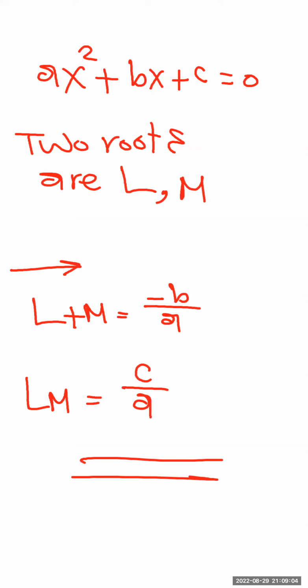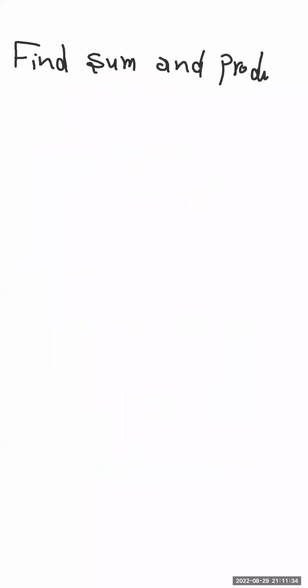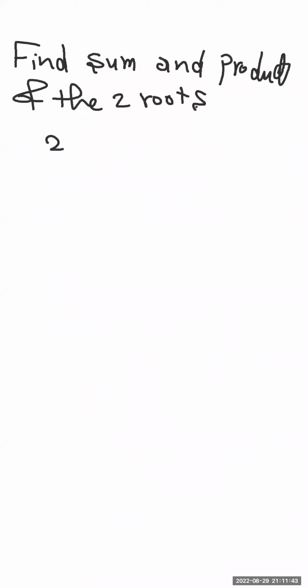Actually, these two rules are very important. Okay? So that was the main point of this lesson. So we have to start solving some examples related to this point. Okay, the first example. Find the sum and product of the two roots of the equation 2x squared plus 5x minus 12 equals 0.